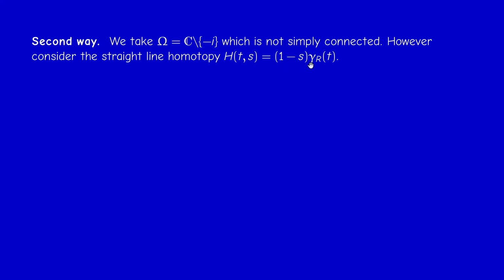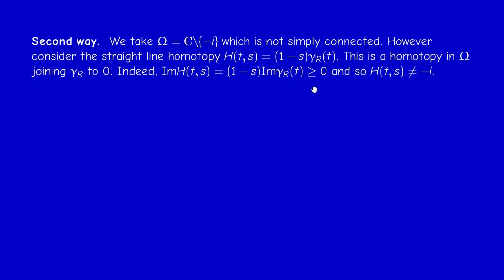This is the straight line homotopy joining gamma r. When s equals 0, we are at gamma r. When s equals 1, we are at 0. Now, this homotopy, or this deformation, if you like, happens in omega, so it can never equal minus i. So it's a homotopy in omega, and we can apply Cauchy's integral formula as before.